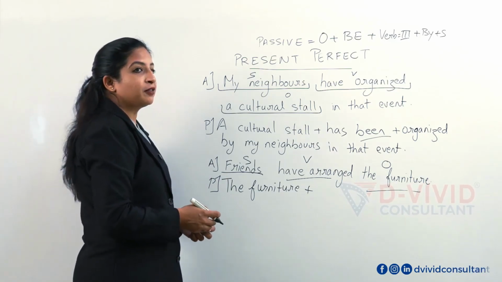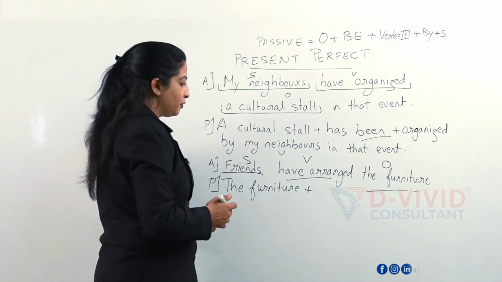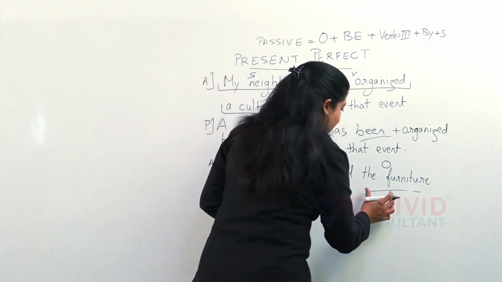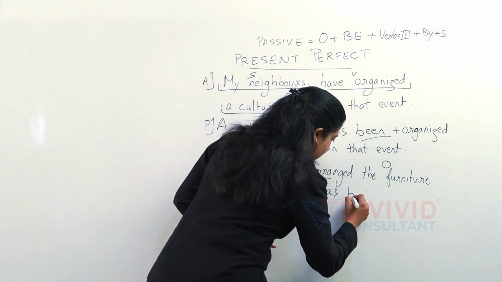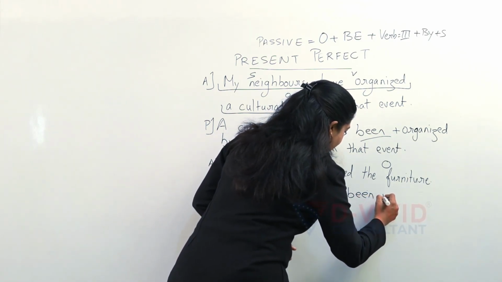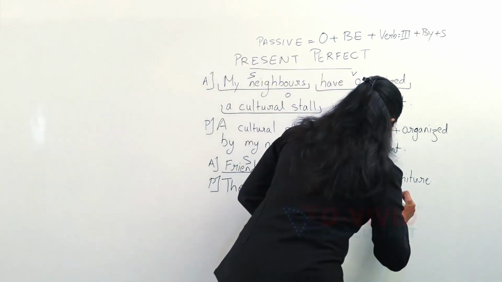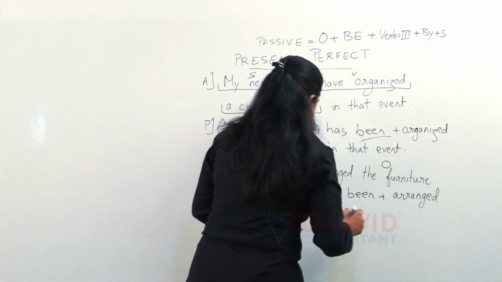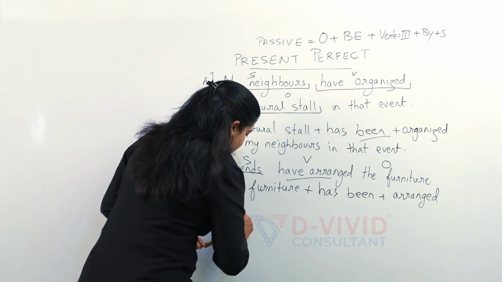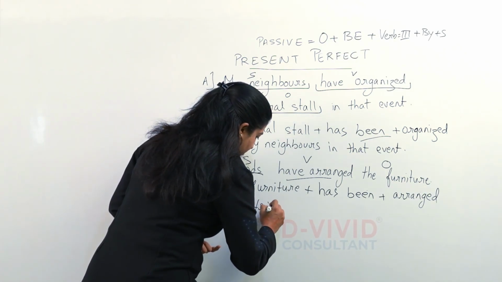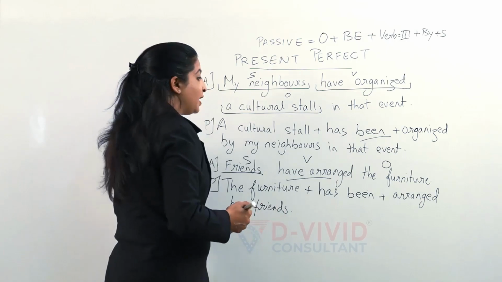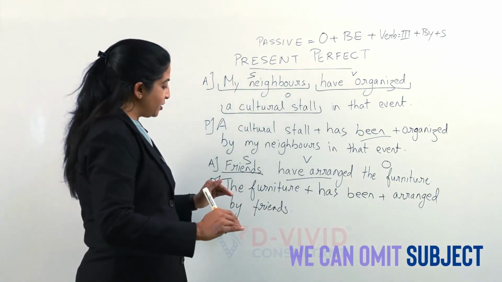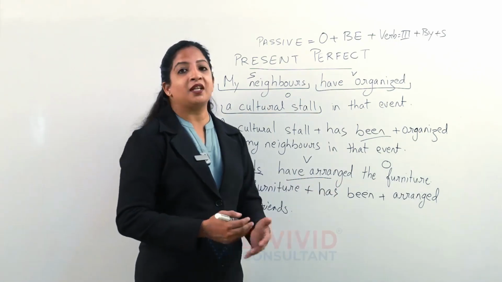then, as the furniture is here singular, we'll be using has. Now we all know that it is been. Then we have arranged, by friends. And if I want to omit my subject here, I can just say the furniture has been arranged.